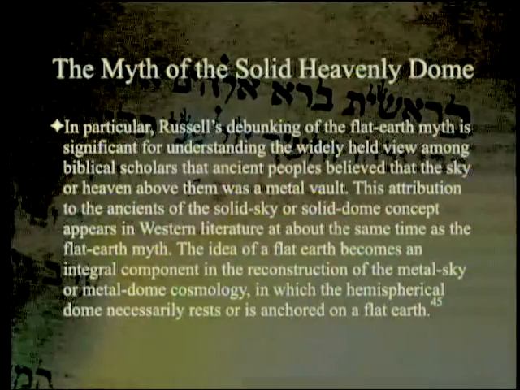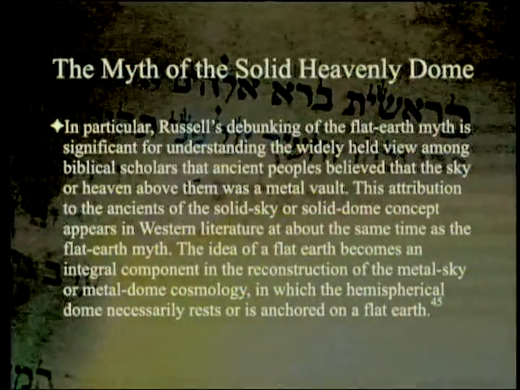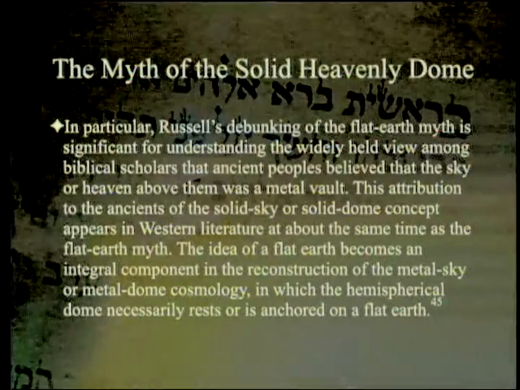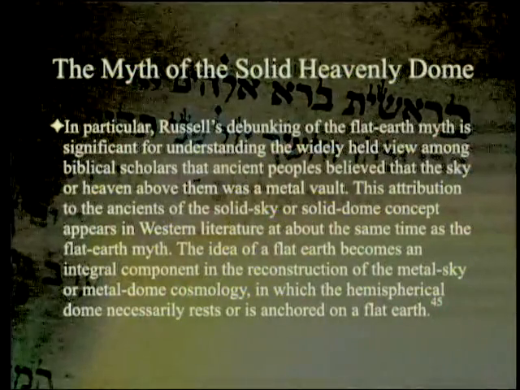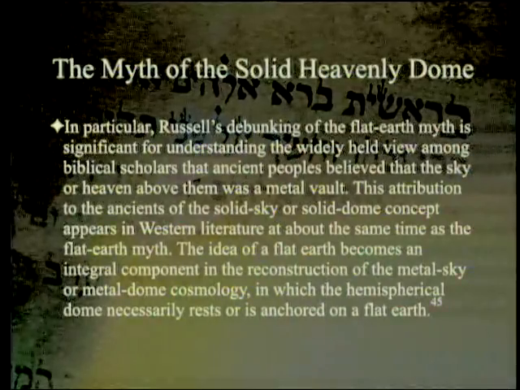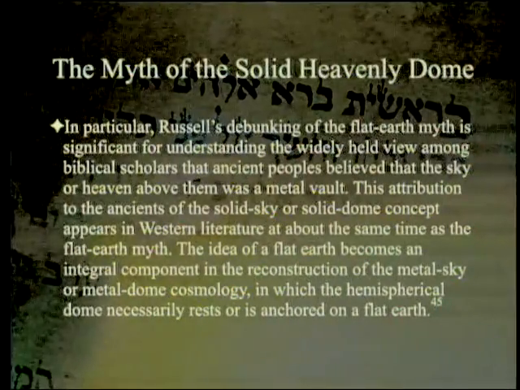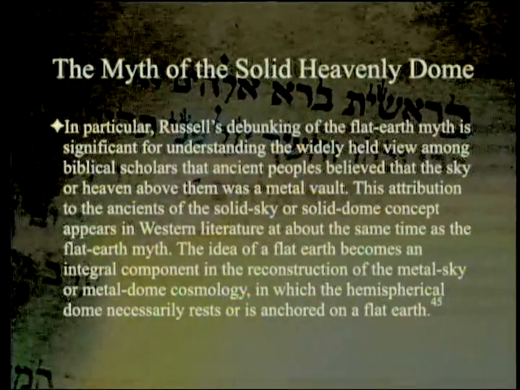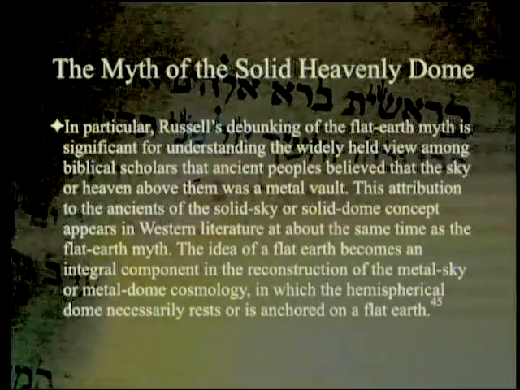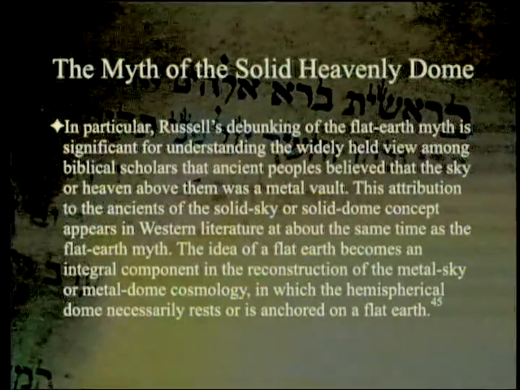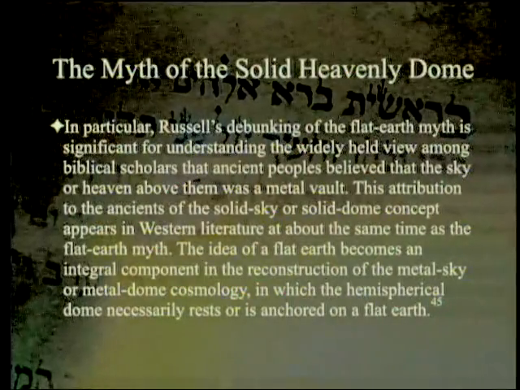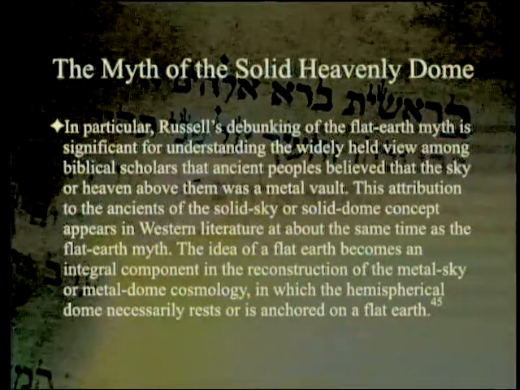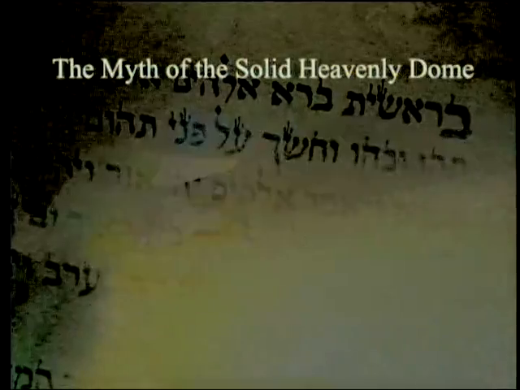In particular, Russell's debunking of the flat earth myth is significant for understanding the widely held view among biblical scholars that ancient peoples believed that the sky or heaven among them was a metal vault. This attribution to the ancients of the solid sky or solid dome concept appears in Western literature at about the same time as the flat earth myth. The idea of a flat earth becomes an integral component in the reconstruction of the metal sky or metal dome cosmology, in which the hemispherical dome necessarily rests or is anchored on a flat earth.